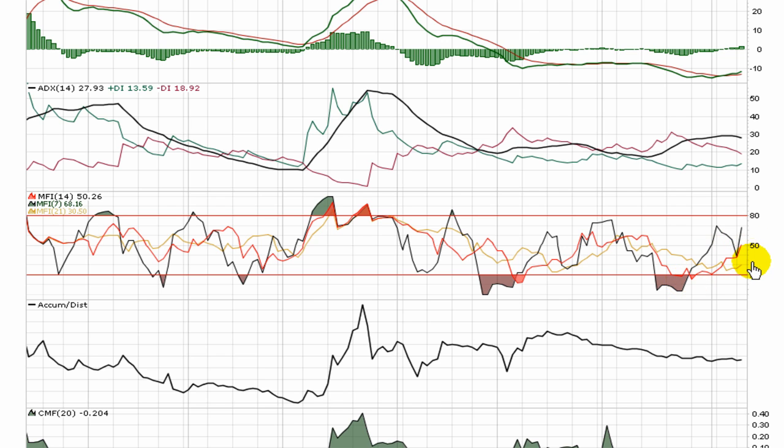MFIs recently are turning upward. The 14 is trying to break through 50. That's a pretty decent look, but I'd track this 21 through here. I'll be looking for that downtrend to get broken and see if this can add a little bit of strength to it, starting to make some higher highs in the longer term portion of that indicator.